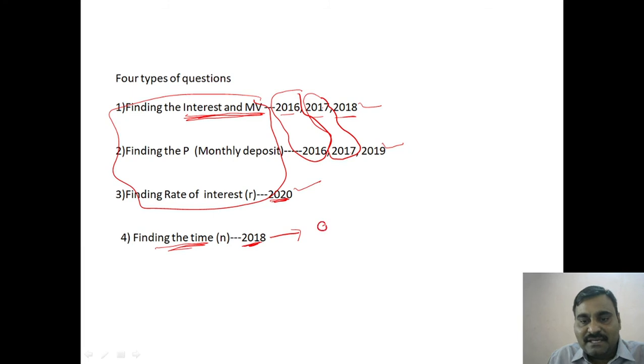Here you will get a quadratic type of equation. You have to solve the quadratic equation to get the n value. So monthly deposit, interest and maturity value are one type of question, and finding the time is another type of question. So these are the only four types of questions we get in the banking chapter.